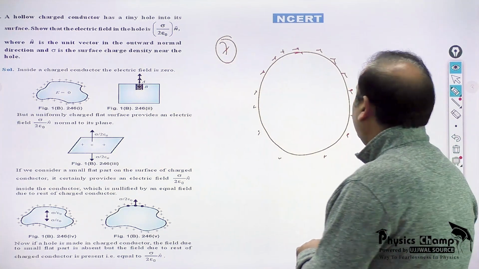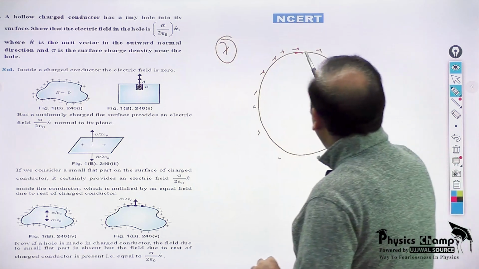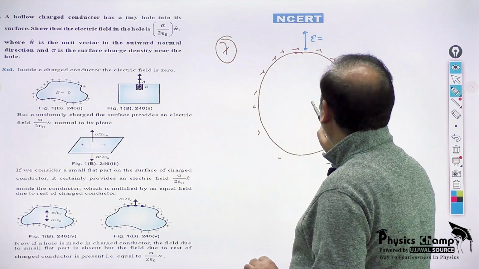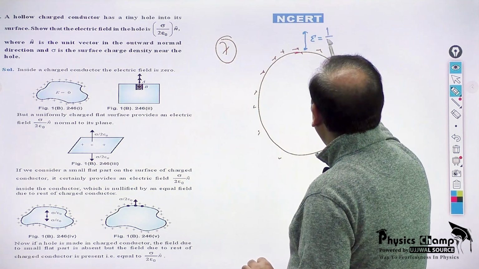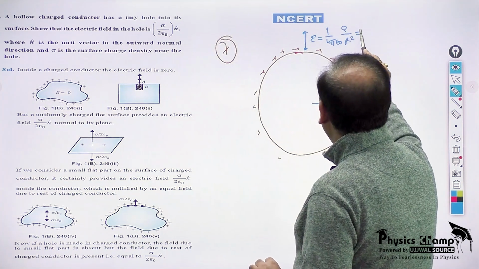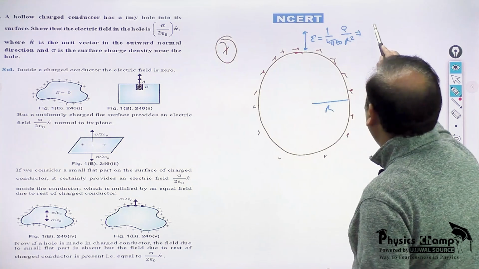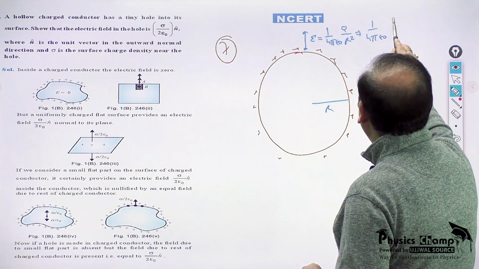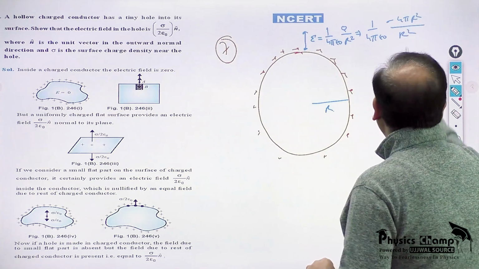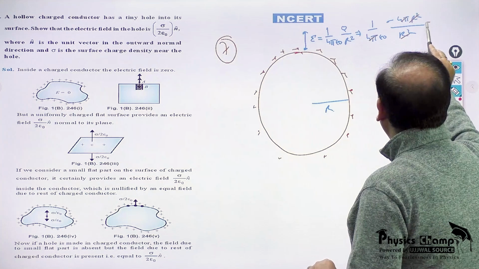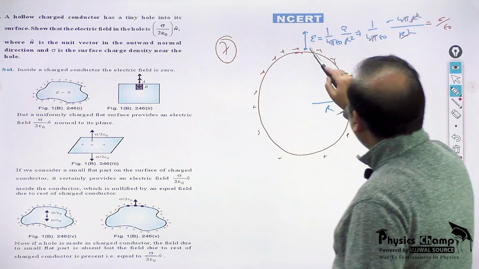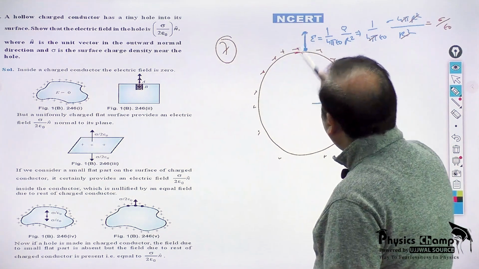For this charged conductor, what do you think is the electric field just outside? The electric field just outside will be as though the whole charge is situated at the center. So it will be 1 by 4 pi epsilon naught q by r square. And here q can be written as sigma into 4 pi r square. So 1 by 4 pi epsilon naught sigma into 4 pi r square divided by r square. R square gets cancelled, 4 pi gets cancelled. So it is sigma by epsilon naught. So if we are looking for the electric field just outside it, it is sigma by epsilon naught.